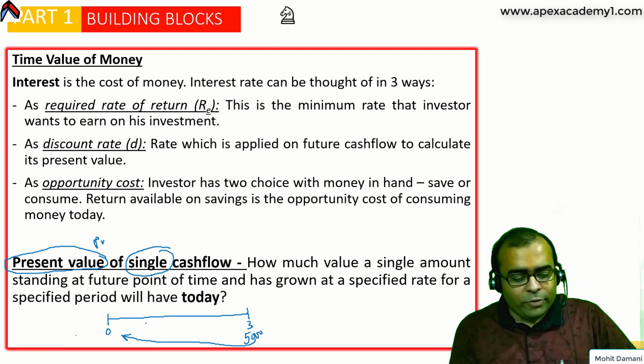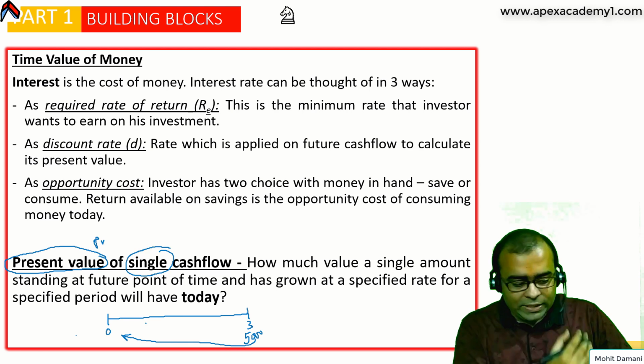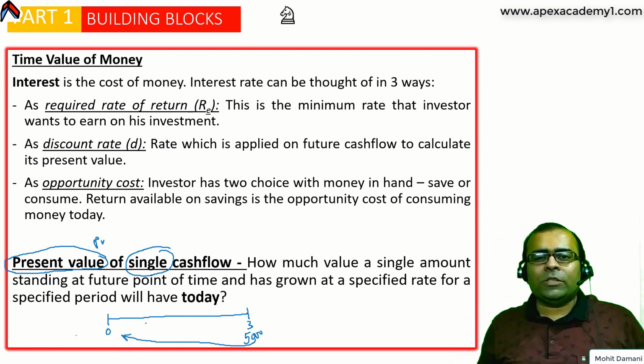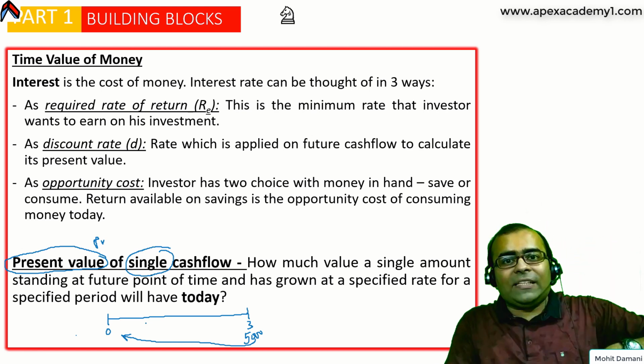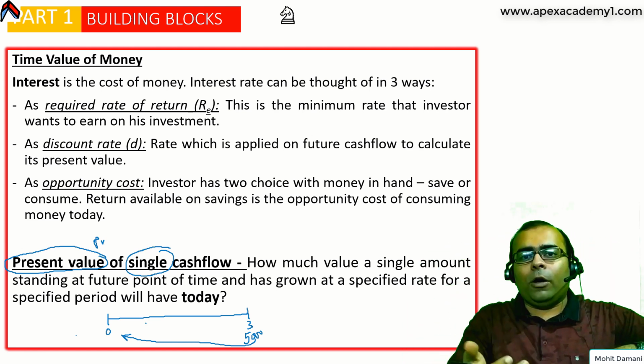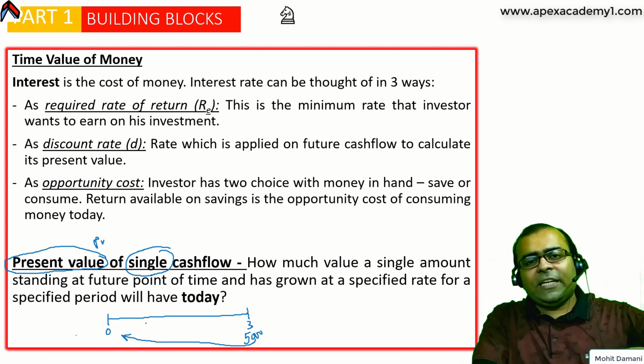How will it make it equivalent, indifferent, and what is the concept? We will discuss it with an example, but I hope you are getting the concept of present value. Present value means today's value of something. Of what? Of something which is standing at future, because if something is standing today, then its value is the same now.